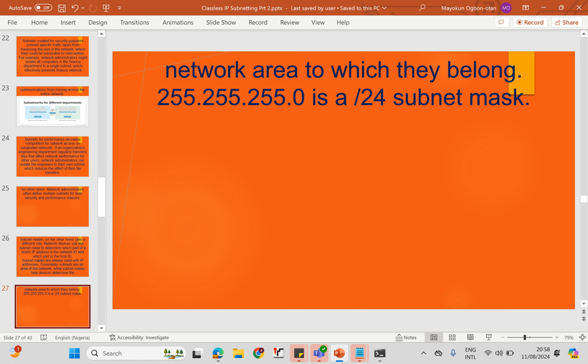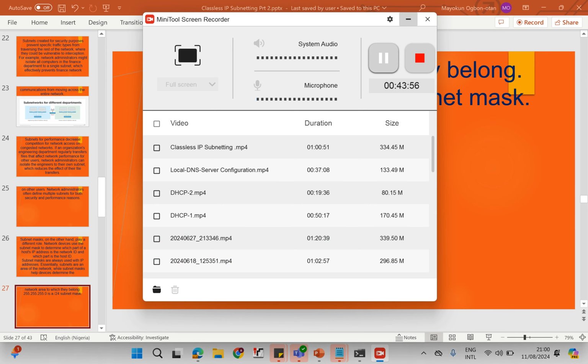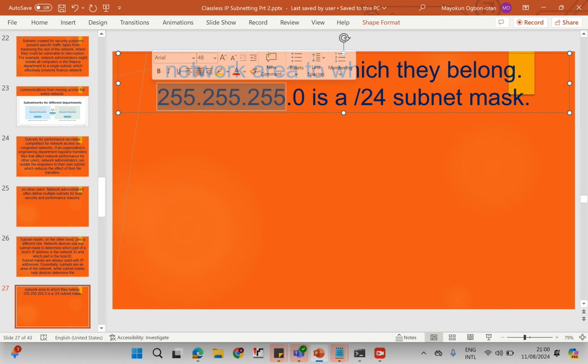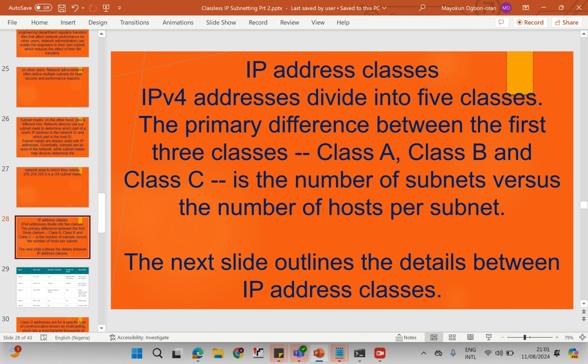So, for instance, 255.255.255.0 is a /24 subnet. Like I was saying, the subnet mask is what helps us determine the network ID and the host ID. So for instance, 255.255.255.0 is a /24 subnet mask. The first three octets are the network ID and this last one is the host ID. We've already explained this part before, so let's quickly move on and see how far we can go.